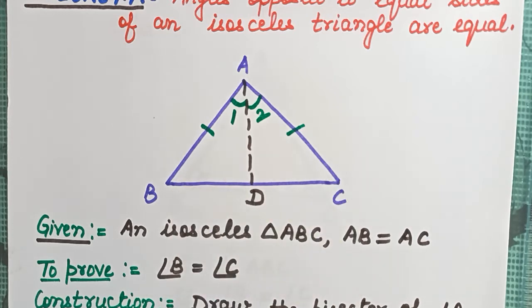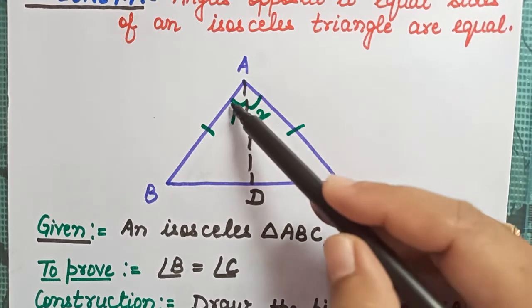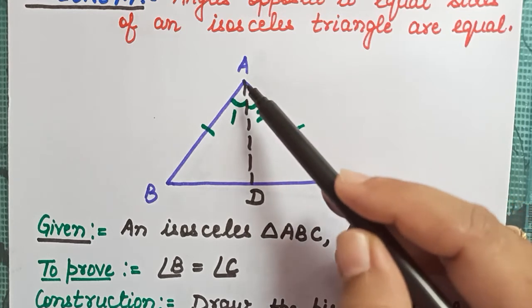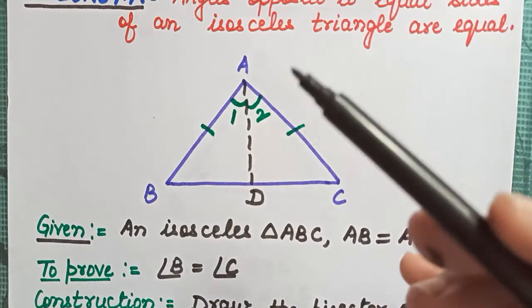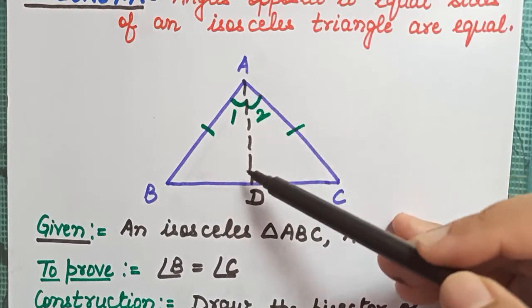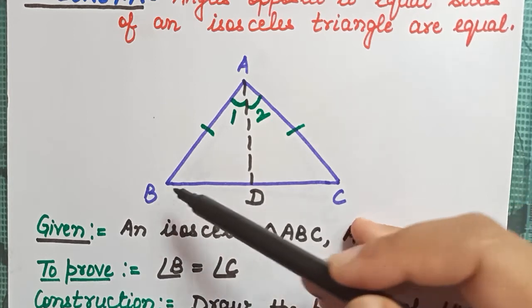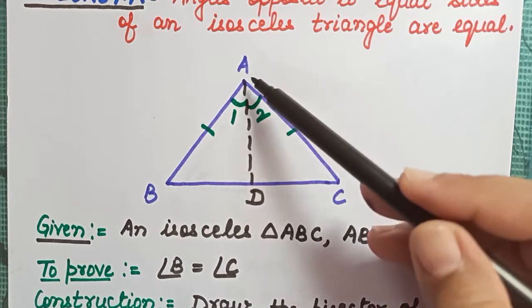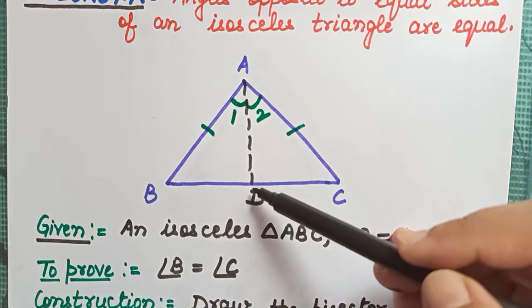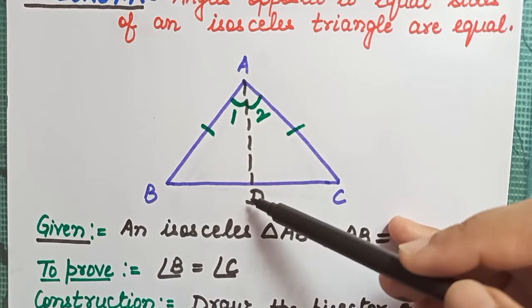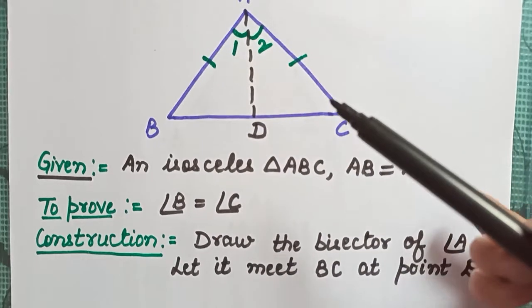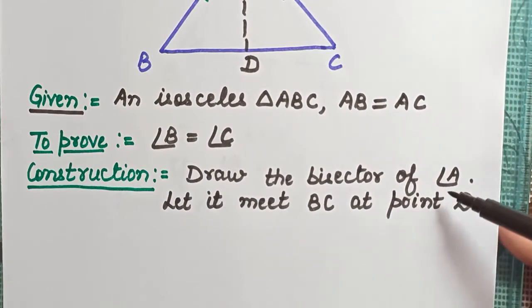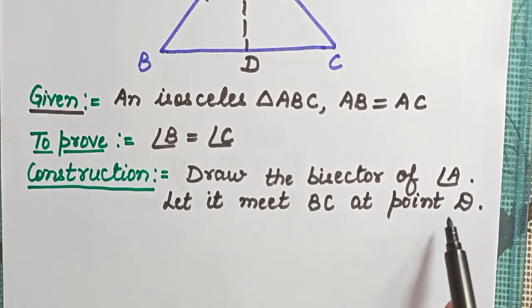Now for this we need to do certain construction, and the construction here is bisect this angle A. Bisect means divide this into two equal parts. You have to divide angle A into two equal parts, and let this bisector line intersect line BC at point D. This bisector touches BC at point D. Now since AD is bisecting angle A, angle 1 and 2 are equal angles. So I have written, draw the bisector of angle A, let it meet BC at point D.